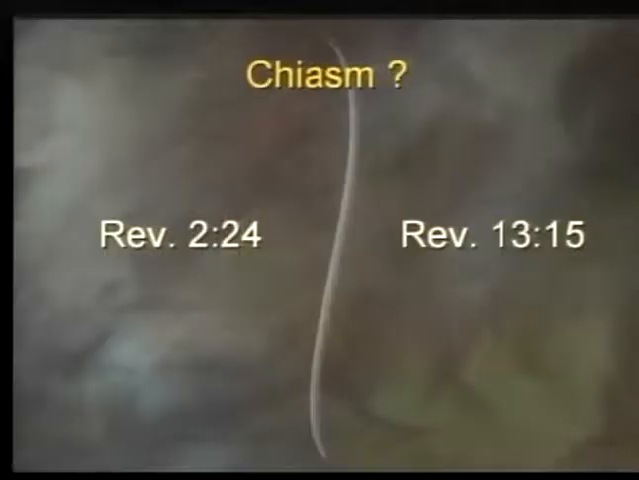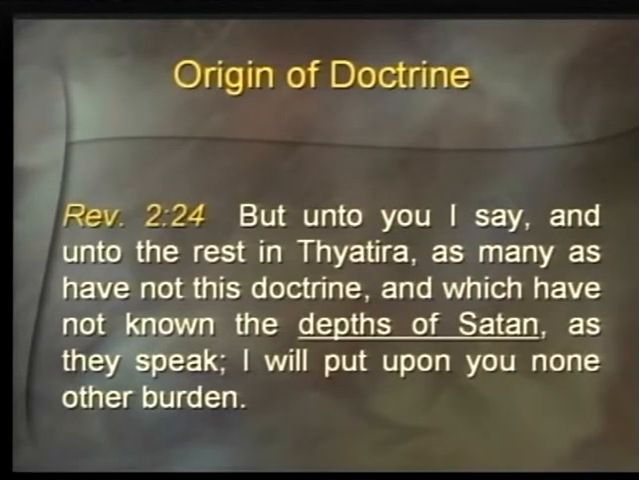Well, maybe that's not giving us all the information we need yet. Is there a chiasm? Is there reflection within these two passages? Are we going to waste our time by scratching around or not? Let's ask a few questions. Where did the doctrine of chapter 2 originate from?